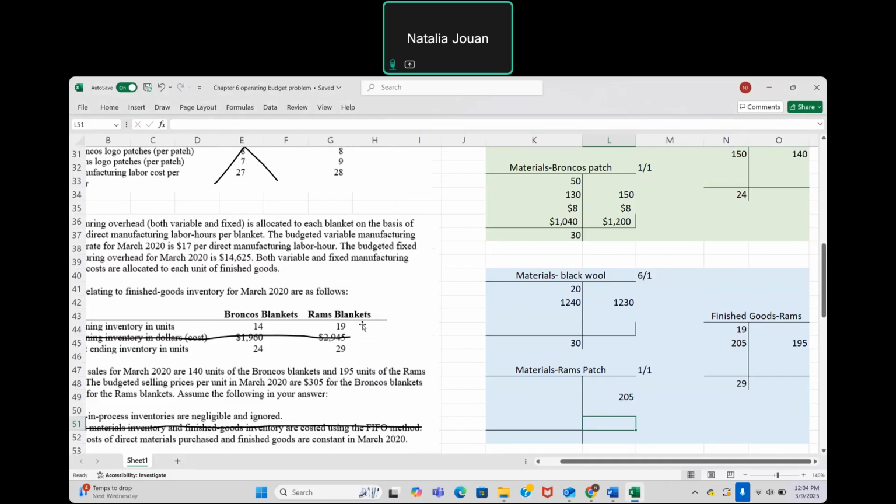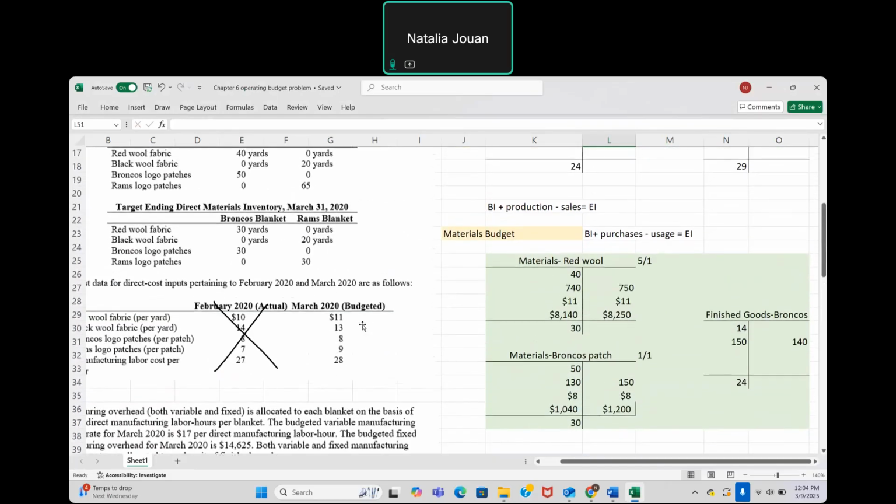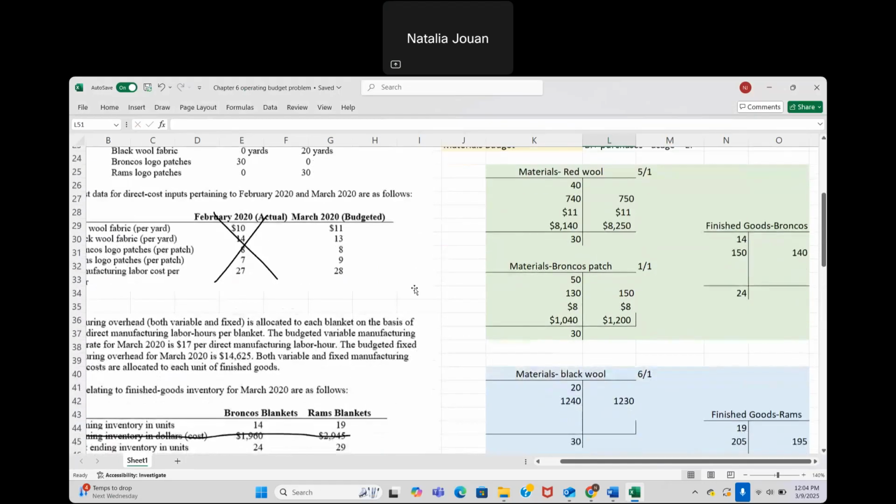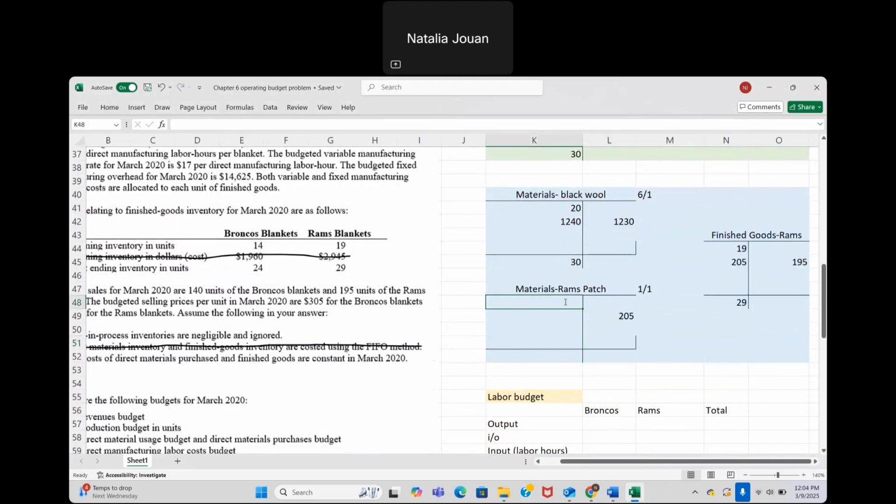Let's see how many patches we have in beginning and ending. Looks like we have 65 and 30. 65, and so let's see how many we have to buy. 205 plus 30 minus 65, 170. Okay, now we have to adjust to bring it up to cost.